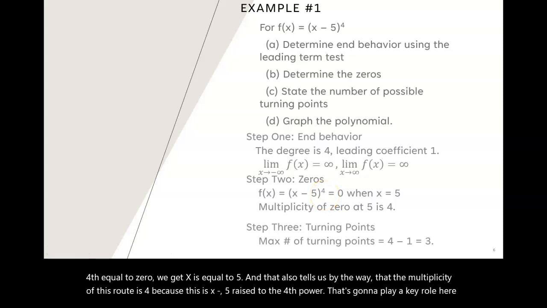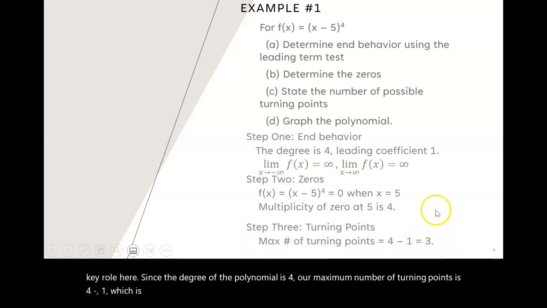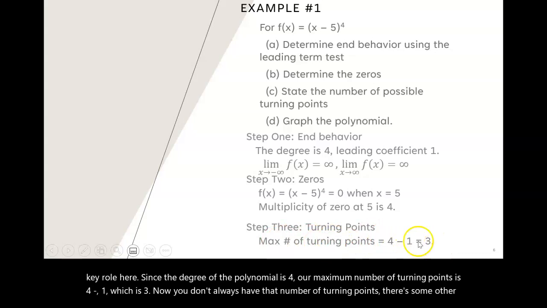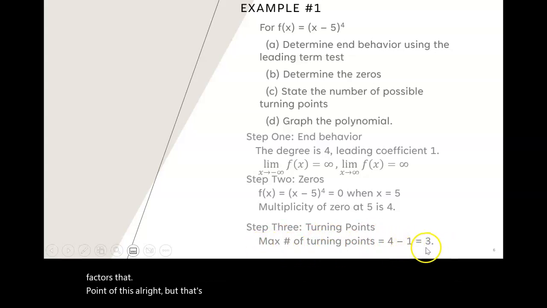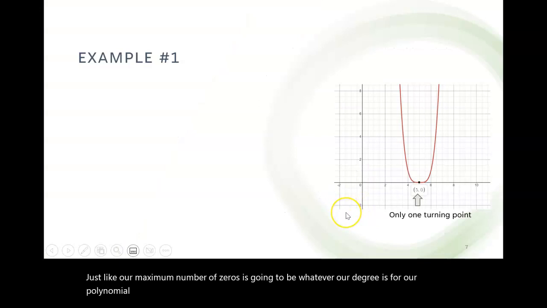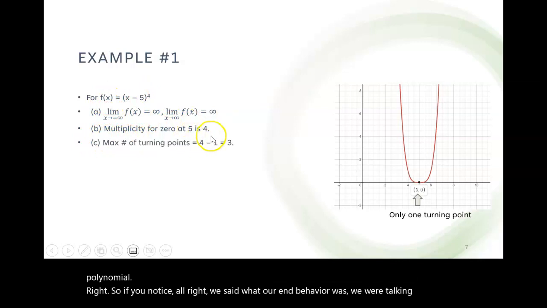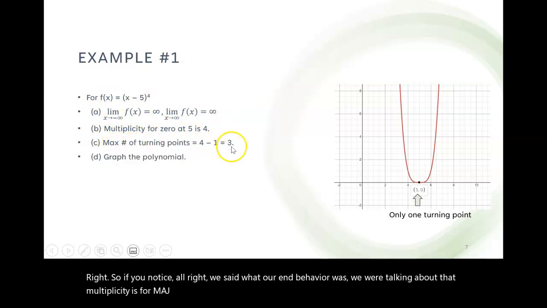Here, since the degree of the polynomial is 4, our maximum number of turning points is 4 minus 1, which is 3. Now, you don't always have that number of turning points. There are some other factors that go into this, all right? But this is going to be our maximum number of turning points. Just like our maximum number of zeros is going to be whatever our degree is for our polynomial. All right, so if you notice, we said what our end behavior was. We already talked about that. Multiplicity is 4. Maximum number of turning points is 3.